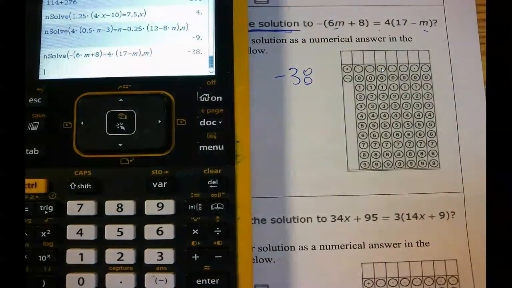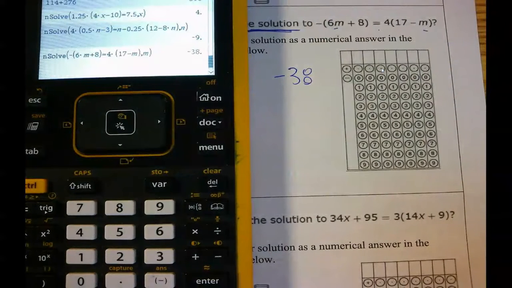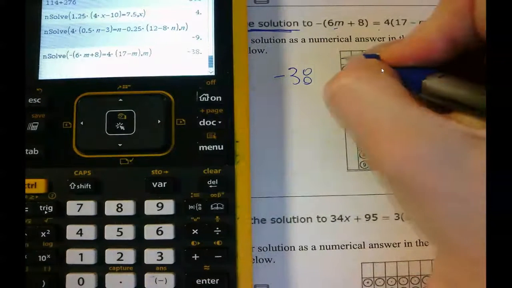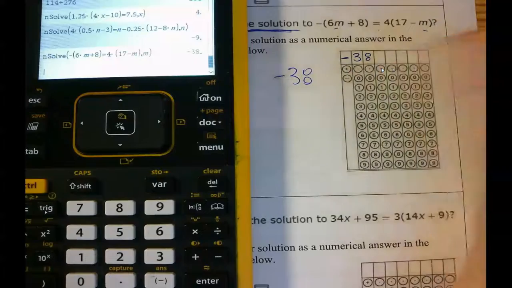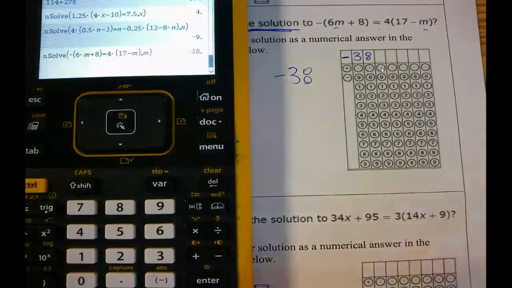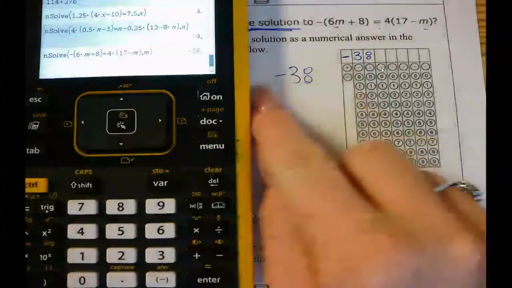On your test, you will see boxes where you can type in your answer. You'll put in negative and then your 38. You'll just type it in like that. Make sure you put the negative sign because that does make a difference.